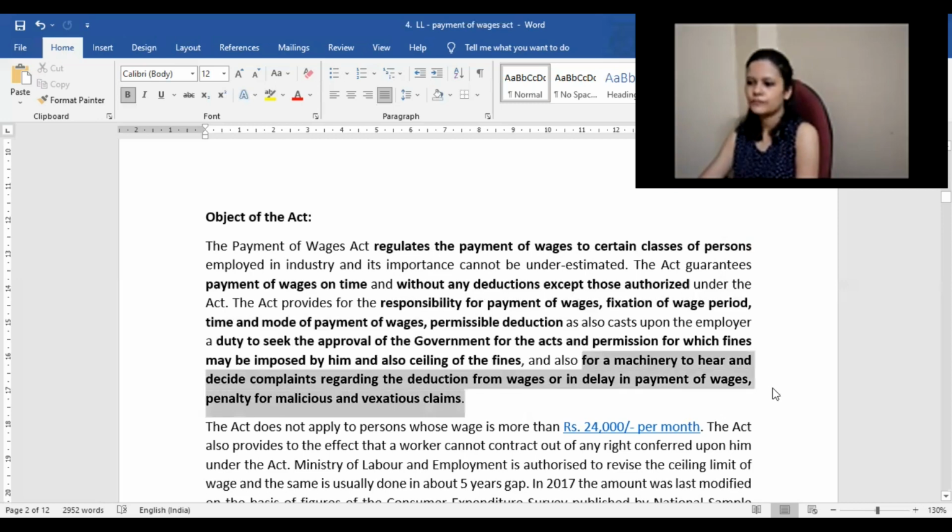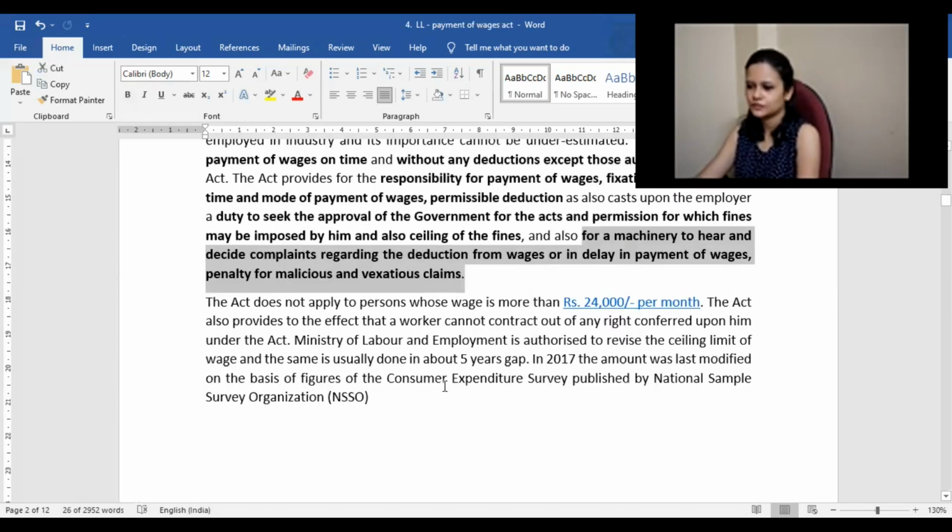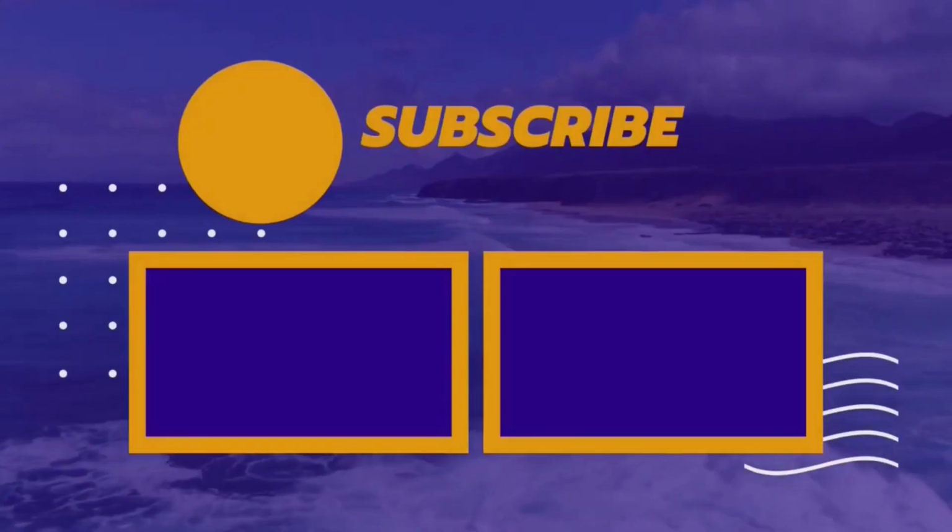Okay, and there is machinery to hear and decide complaints with regard to deductions, if there were some deductions which might not be permitted, and all that stuff. So these are basically the objectives of this legislation.